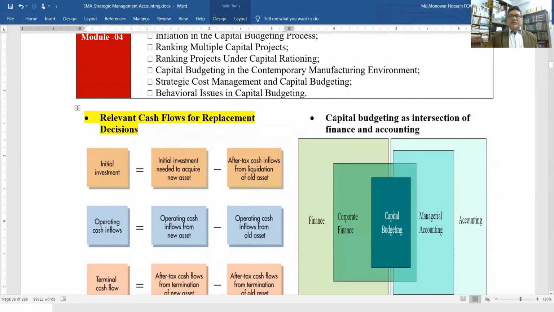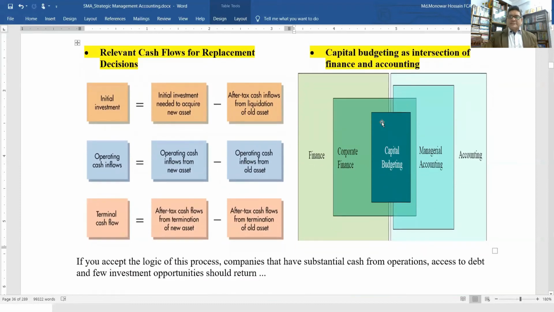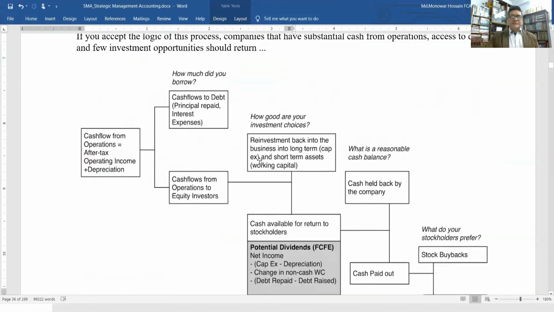So, okay. Then capital budgeting as the intersection of finance and accounting. It is true that capital budgeting is within all of the financial terms. For example, within finance, corporate finance is interrelated with capital budgeting, managerial accounting, and also accounting; all intersect finance and accounts. Okay.